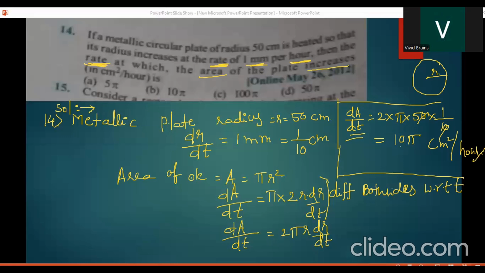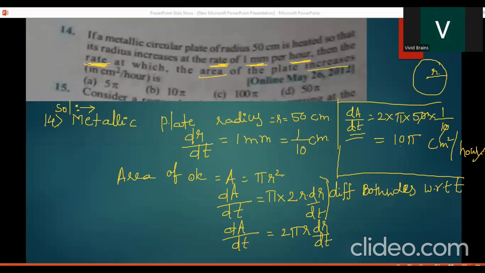Understood? So whenever they give such kinds of questions, what do you do? Radius is given and dr by dt, that is the rate of change of radius with respect to time. Next, dA by dt is the rate of change of area, a small change in area.